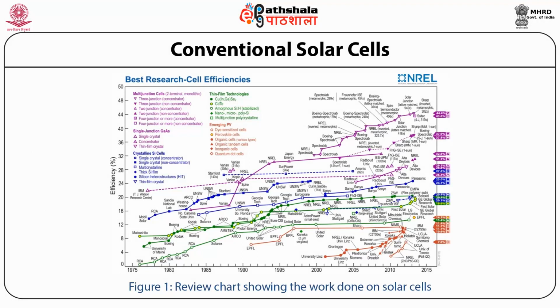Here the given figure shows the review chart showing the work done on solar cells. It shows the review of various companies, universities and research institutes behind the advancements of solar cells based on silicon. It's impressive to see how National Renewable Energy Laboratory, which is NREL, has been heavily involved in many technological advancements since the 90s. Other heavyweights have been research labs like Fraunhofer and Spectrolab.